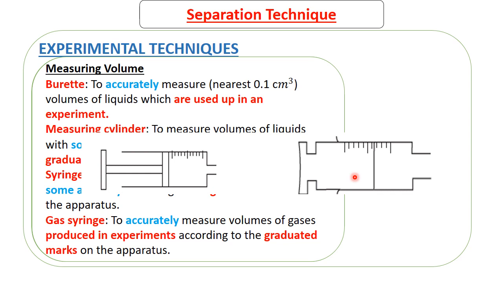What is important is to know what apparatus can be used in a given situation. For example, if you have been asked to measure the amount of gas that is produced in an experiment, what instrument can you use? Of course, it is a gas syringe. If you have been asked what instrument you can use to measure the amount of liquid or the amount of reactants that are used up in a reaction, what are you going to use? What could be the answer? The answer is, of course, the burette, because it's the one that is used to measure accurately the volumes of liquid which are used up in an experiment. So depending on the situation, you should be able to tell what instrument you can use.